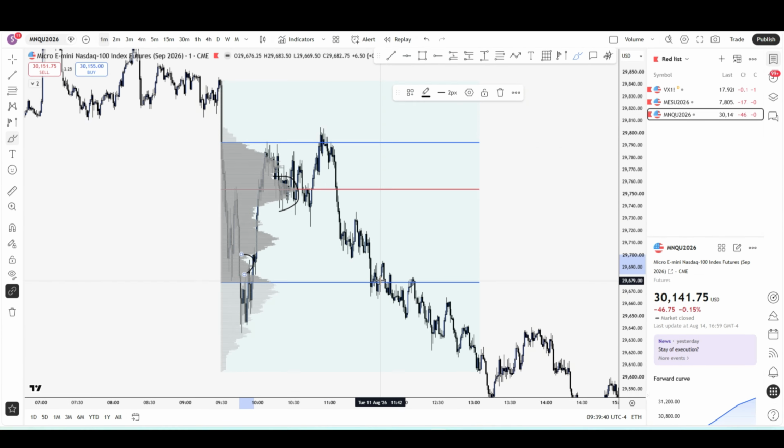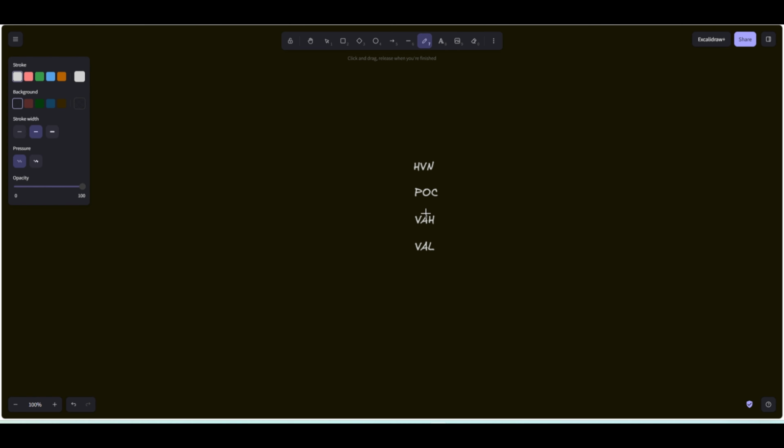Let's get into it. Most traders learn volume profile like this: high volume nodes, POC, value area highs, value area lows, equals lots of volume traded there, so when price touches it, they enter a trade. The problem is, that's not what volume profile was designed to show. Volume profile measures how much business was conducted at different price levels.